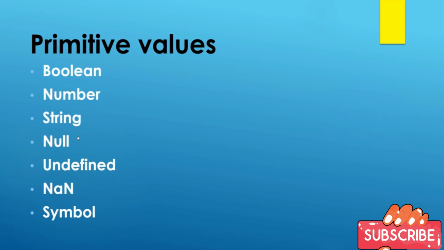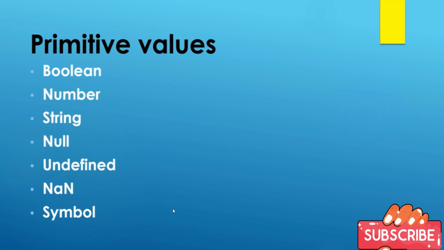Null means that the variable doesn't have any value. But listen, undefined means that JavaScript doesn't know what's inside this variable. It could be empty or it could have a value, but we don't know what's in there. NaN, not a number, means there is no number inside it. And symbol means this variable has a symbol.